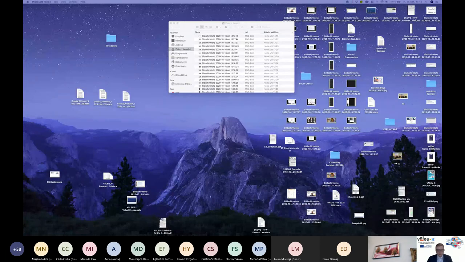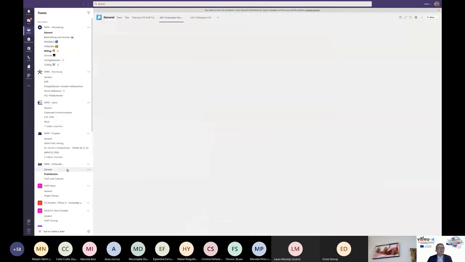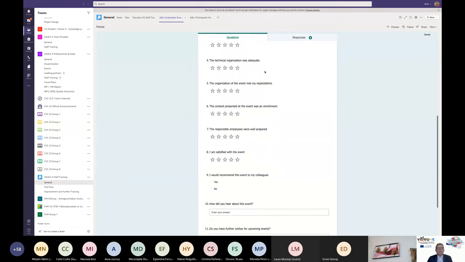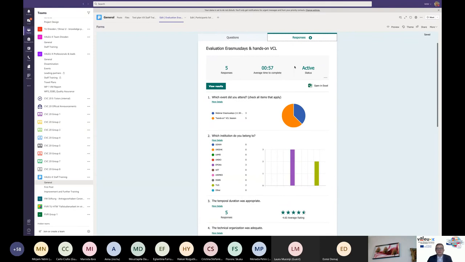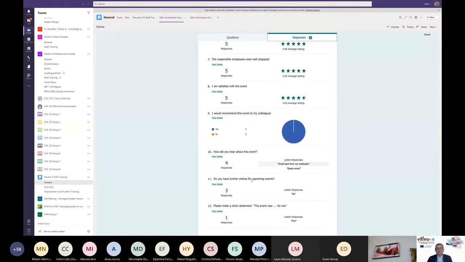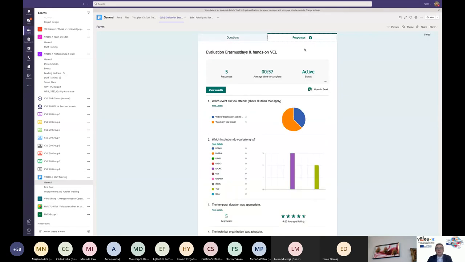So just to show you, we can do the thing live. Let's have a look at this one. So, we still have, you can see the form here and live responses. So we have some responses here from universities, we can have a look at it live. Further questions, you can see how the rating is, if you liked it or not, you can refresh it.